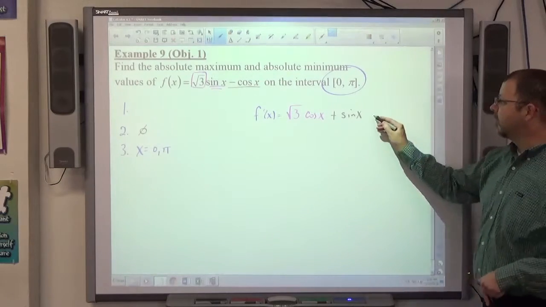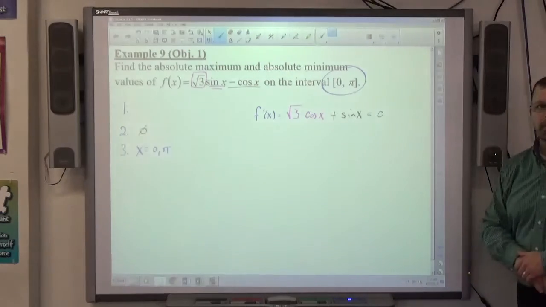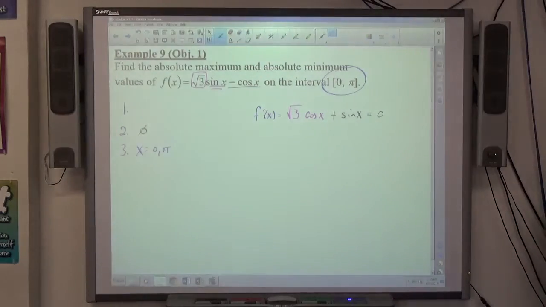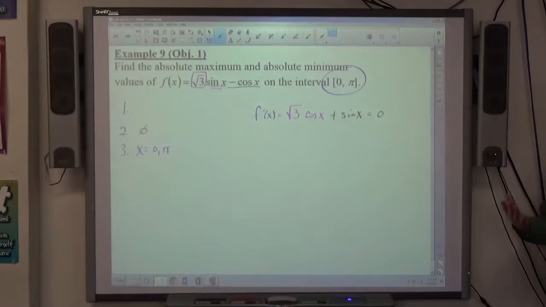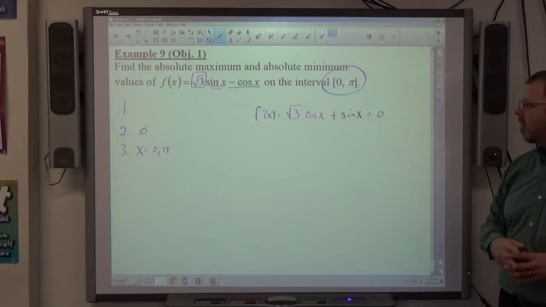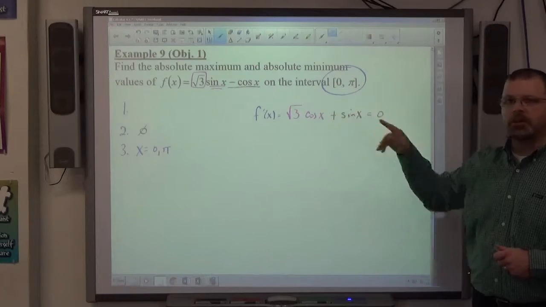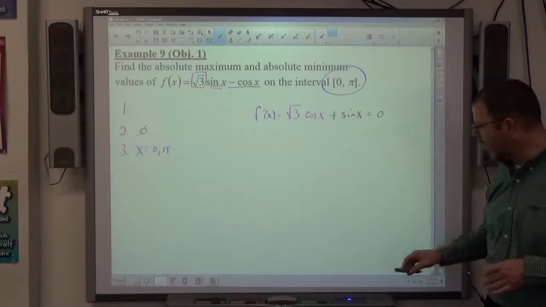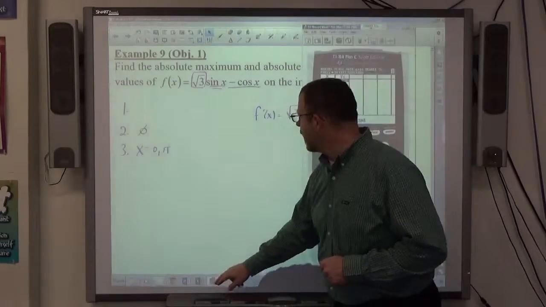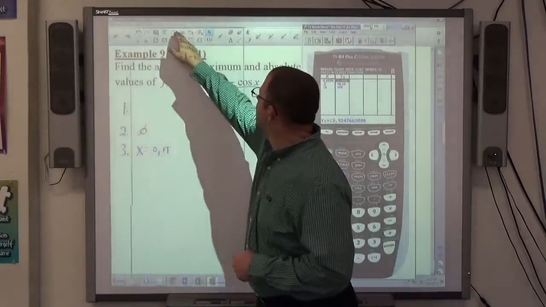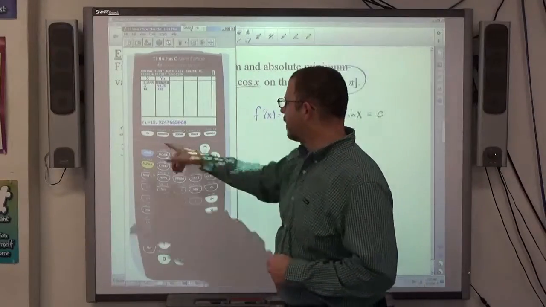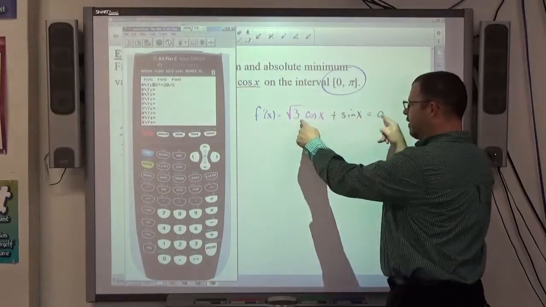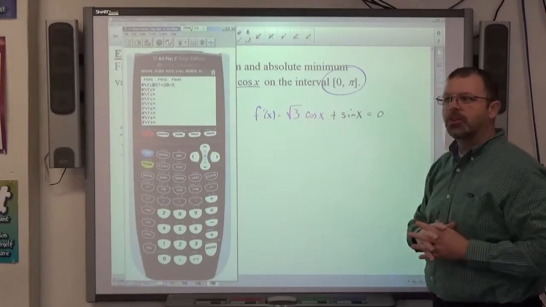As far as equaling 0, this is actually pretty challenging. Square root of 3 cosine of x plus sine of x equals 0 is not something that can be solved algebraically, because I need these to be the same trig function. They're different trig functions. So the way I need to do this is go to my calculator and graph it and find out where it crosses the x-axis, because where this equals 0 is where it crosses the x-axis.